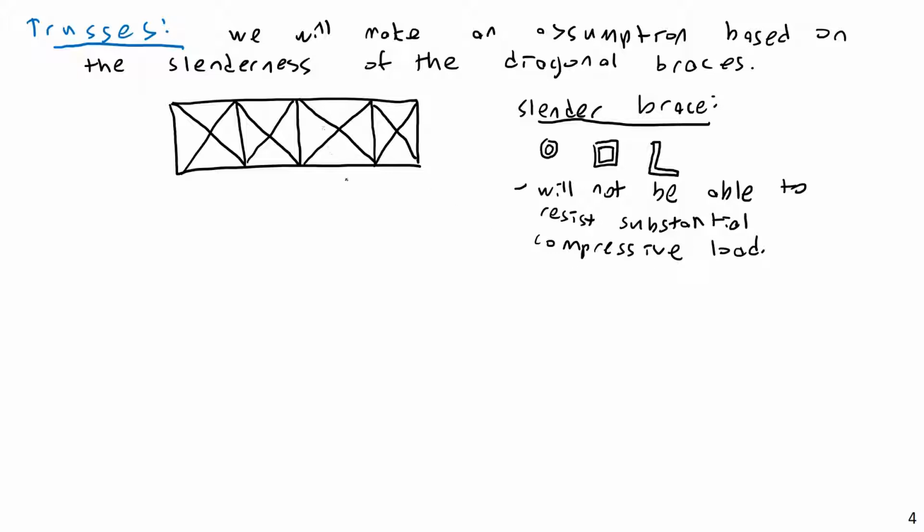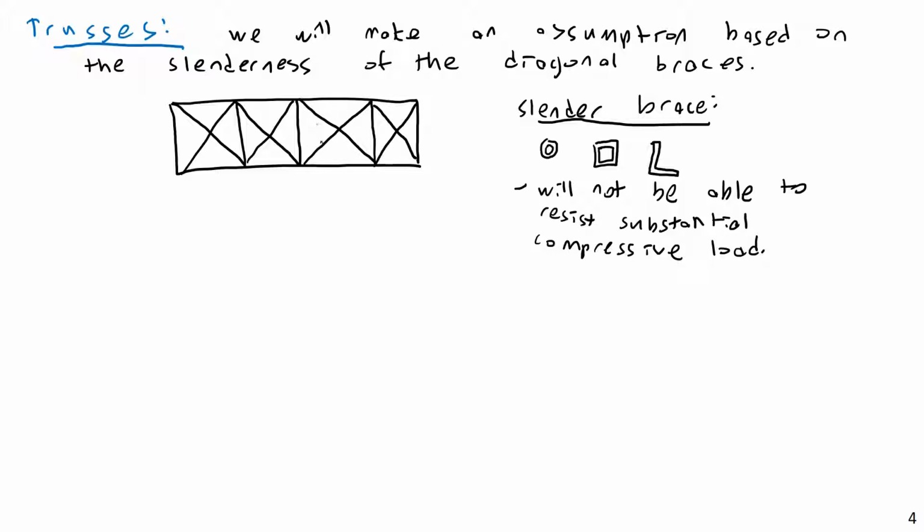And so let's think about that. If I have something that will not be able to resist substantial compressive load, that's not necessarily a problem, because as long as I have two of them, depending on how the loads on your structure are, for example in this panel here, if this member is in tension, then this one will typically be in compression. They tend to work as matched pairs. And so if one diagonal is in tension, the other will tend to be in compression.